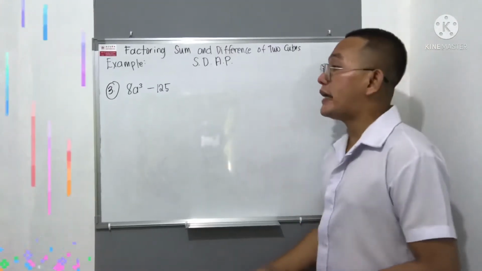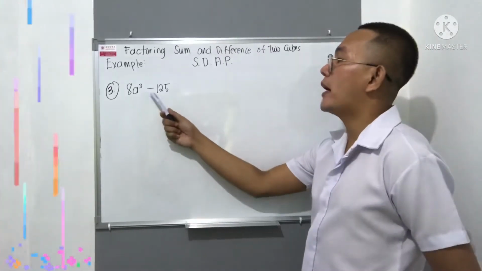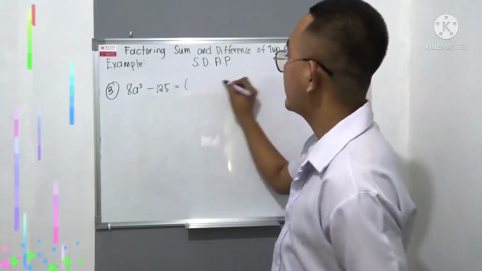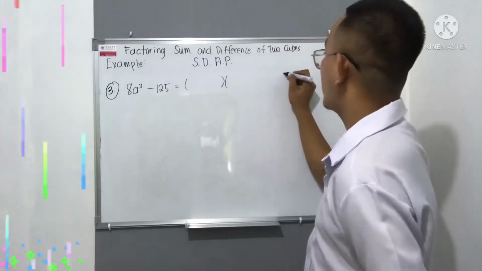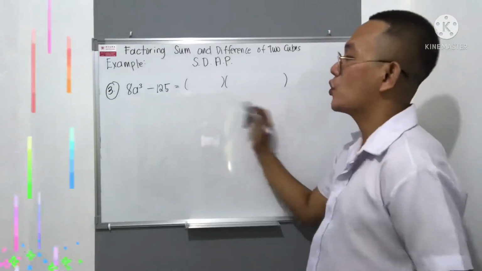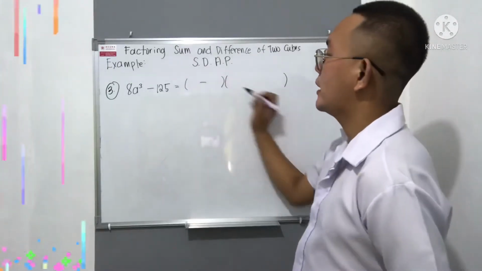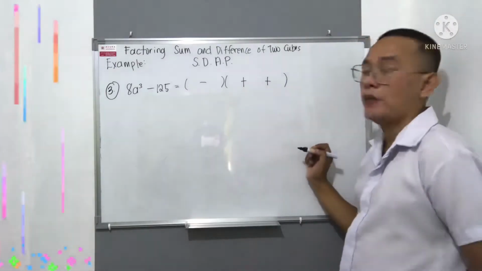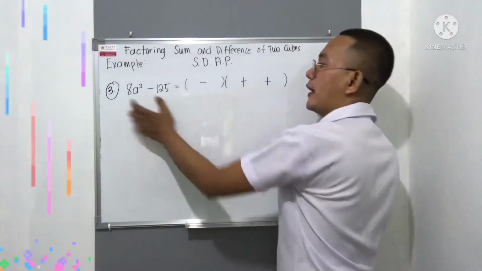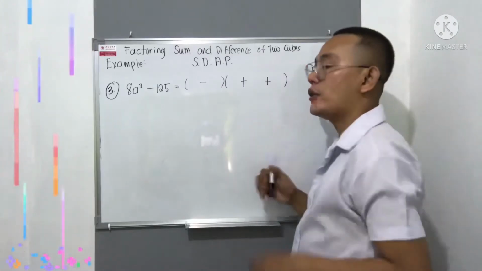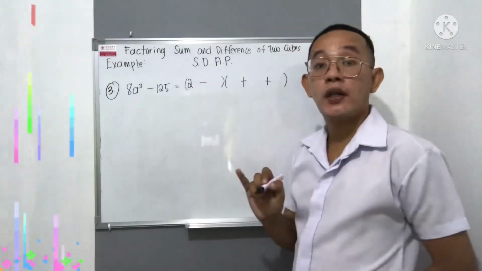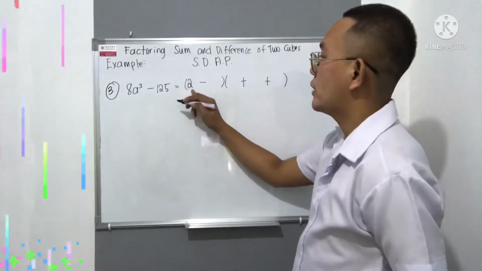For example number 3, we have 8a cubed minus 125. Okay, so gawa muna tayo ng parenthesis, isang maliit na parenthesis, isang malaking parenthesis. Apply natin yung SOAP, since negative ang unang sign, negative, opposite is positive and always positive. Kunin natin yung root sa first term. 8a cubed, so ang root ng 8 is 2. 2 times 2 is 4, 4 times 2 is 8. So ang root niya is 2.